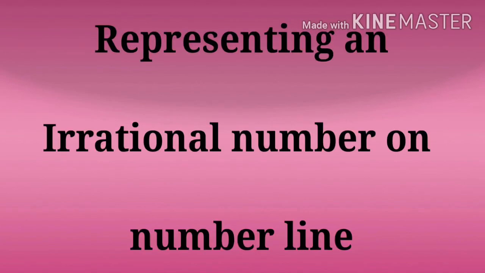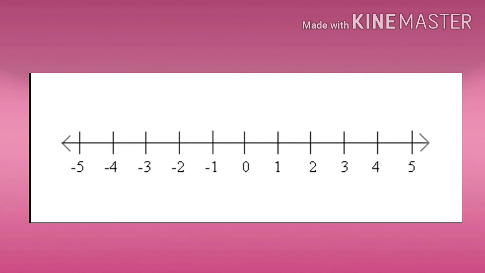Now we are going to a number line. What is a number line? Numbers on a line. Here, this is a number line. Which is the middle number? 0.